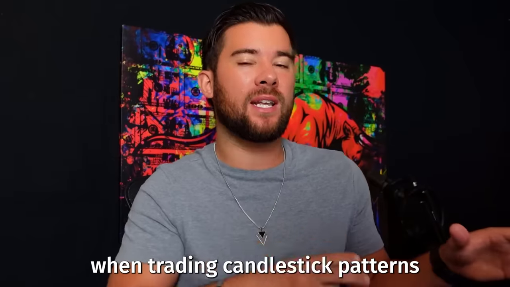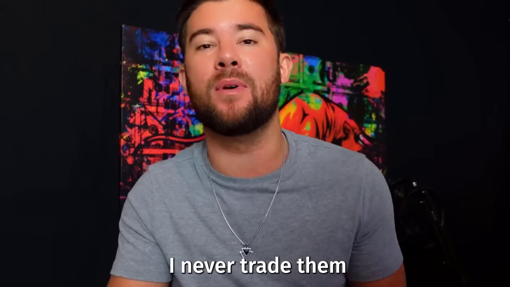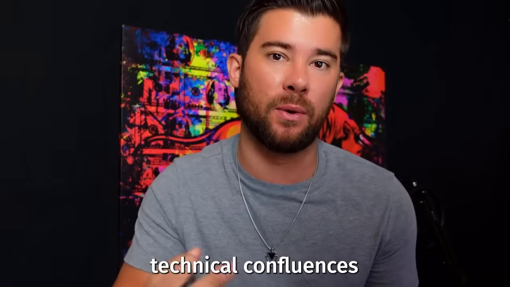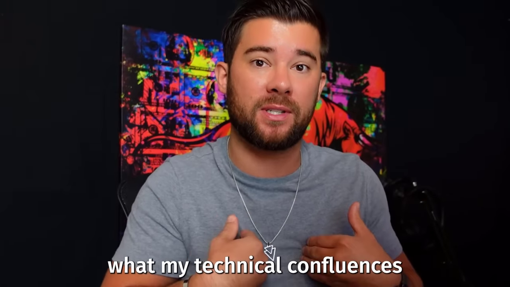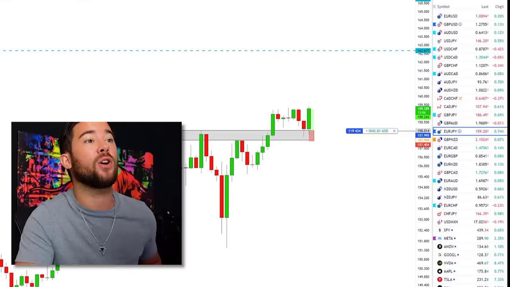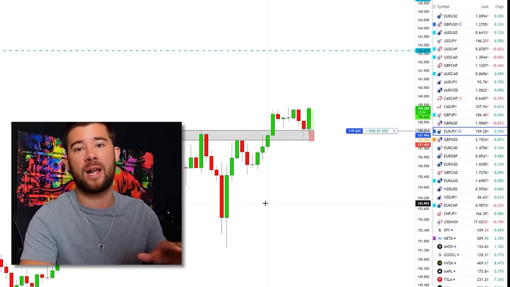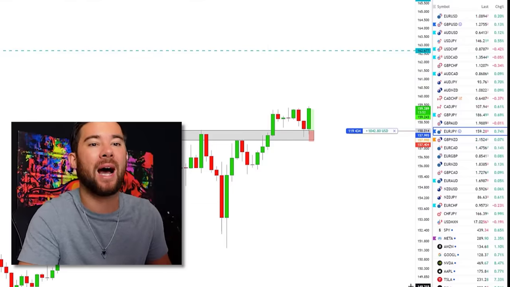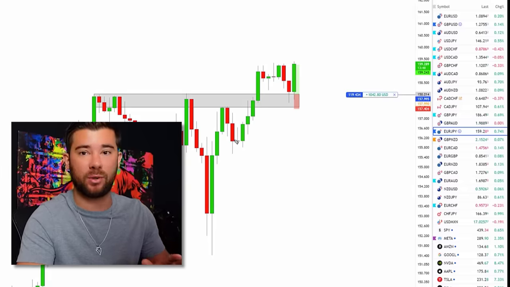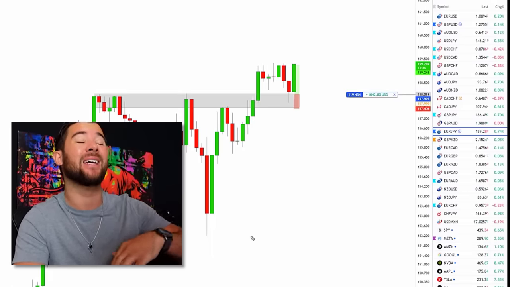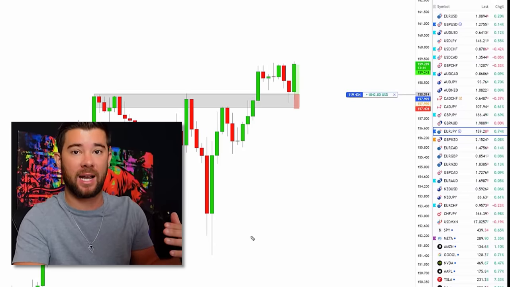So when trading candlestick patterns, I never trade them without three other technical confluences. You can pick your own, but right now I'm gonna explain what my technical confluences were for this trade. So for this trade, we're out on the daily chart now. I took this trade on the 4-hour, and for this trade, the daily chart is showing an uptrend. So the first technical factor I had is that we are in trend to the upside.